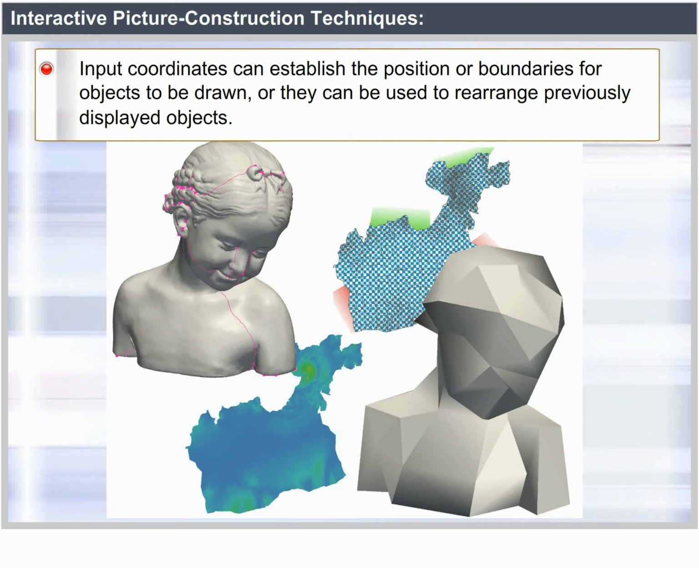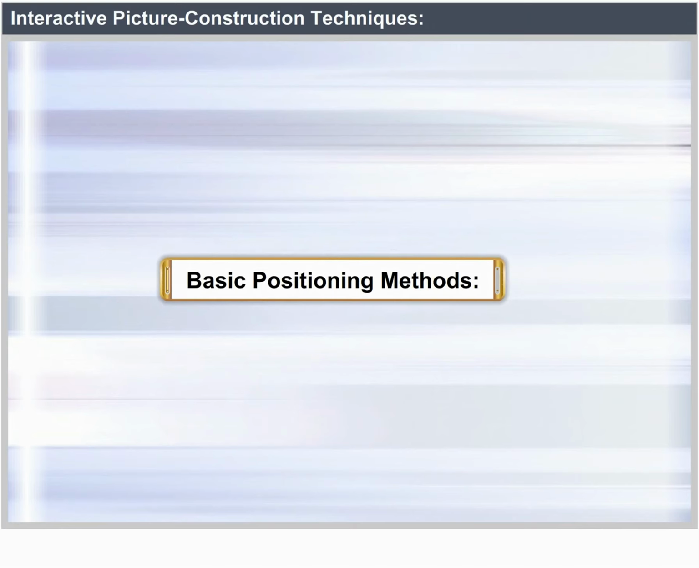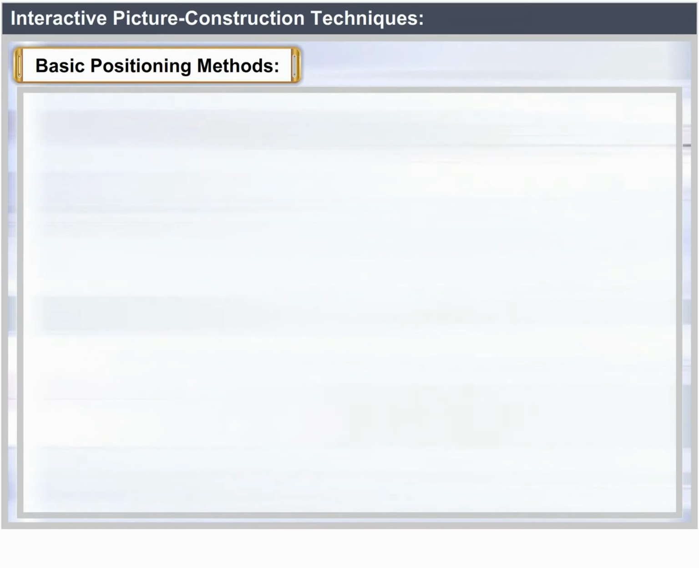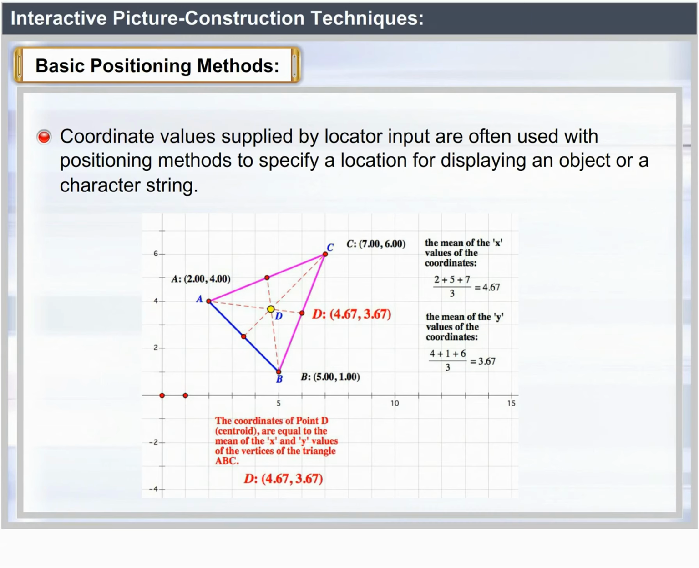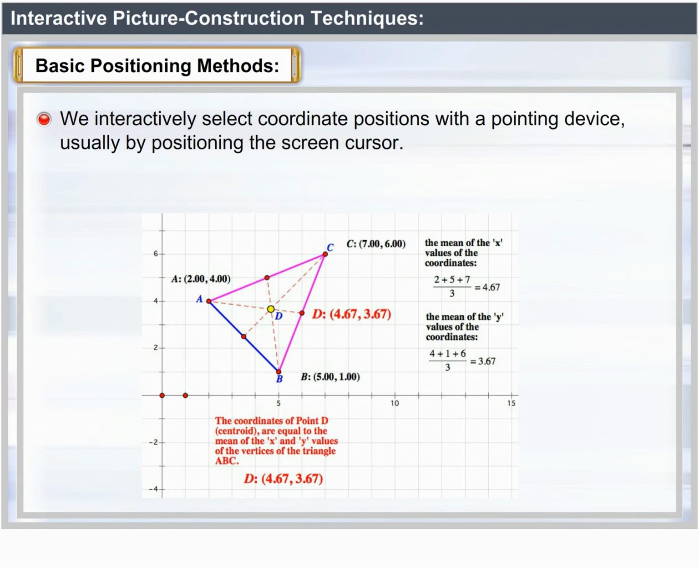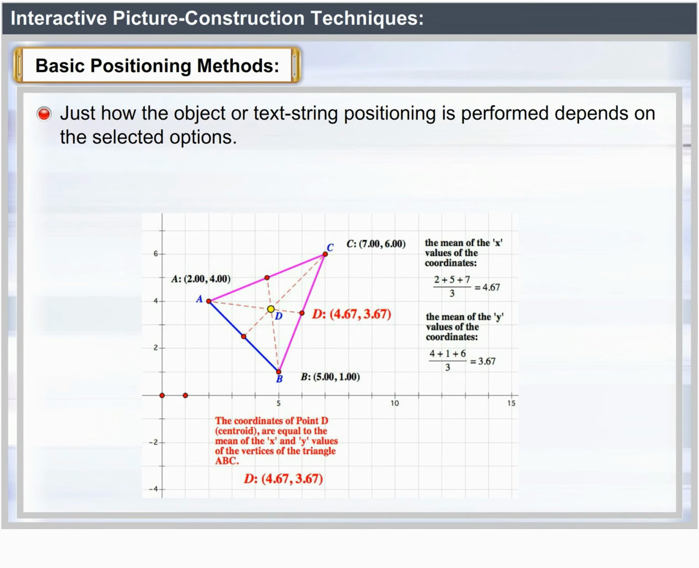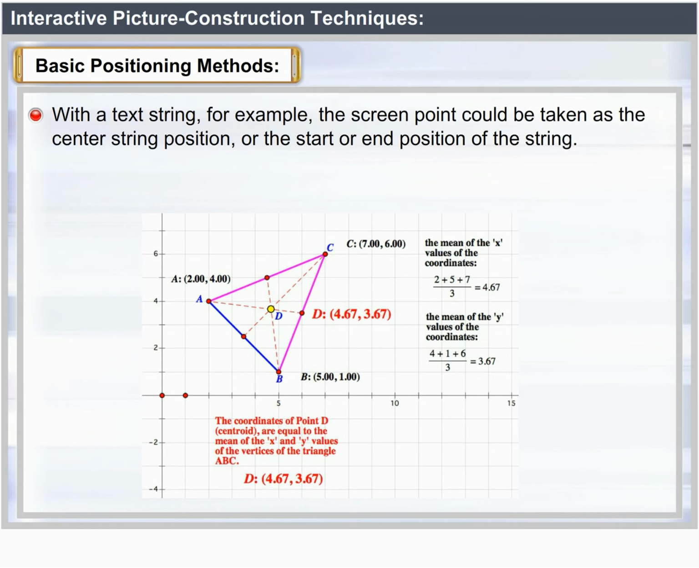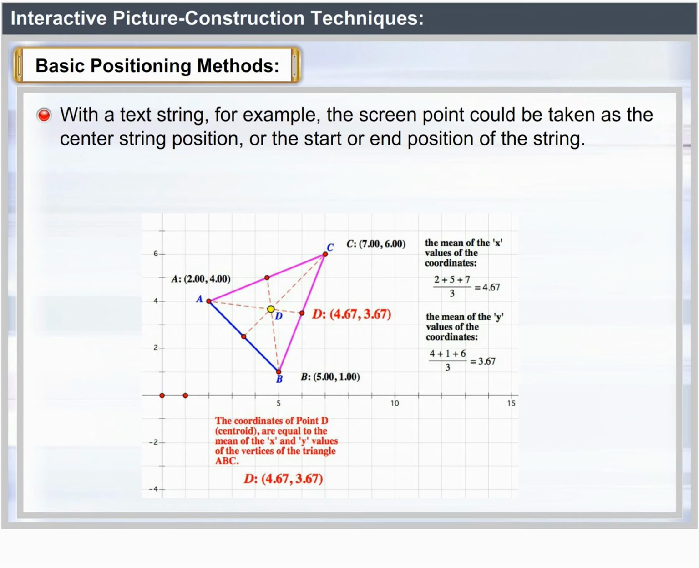Basic positioning methods. Coordinate values supplied by a locator input are often used with positioning methods to specify a location for displaying an object or a character string. We interactively select coordinate positions with the pointing device, usually by positioning the screen cursor. Just how the object or text string positioning is performed depends on the selected options. With a text string, for example, the screen point could be taken as a center string position or the start or end position of the string.